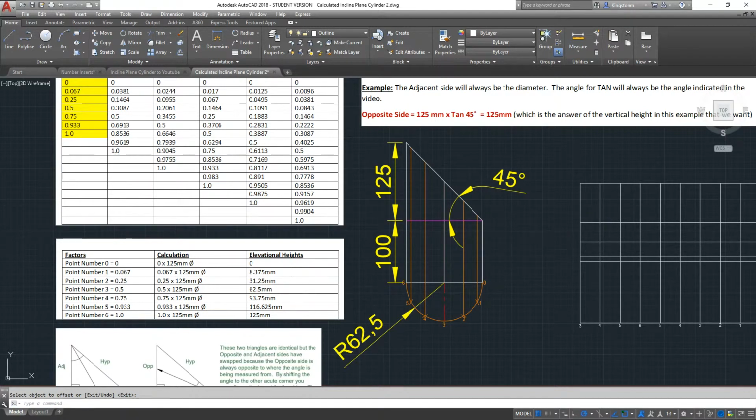If I carry on to line number 4, it's 93.75. Better go on and show you that. So 93.75. Then I'll do my next one at 116.625, and we've already put our top one at 125 anyway. So offset, what do I say? 93.75. And the last one is 116.625. Put an offset in of 116.625.